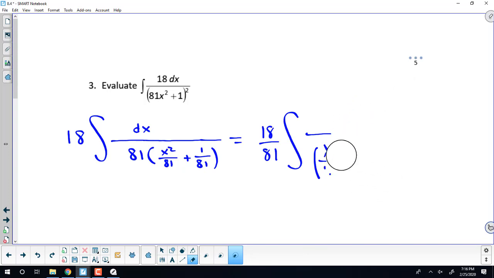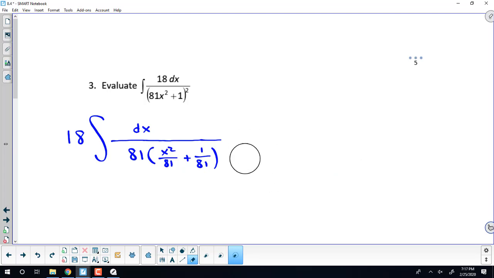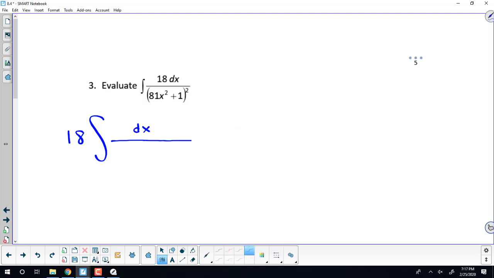I mean, we could do that. There's nothing wrong with it. It just doesn't seem like it's going to be helpful. So we have our 81x squared plus 1 squared. What should we do from here then? You can take 81x squared and turn it into parentheses 9x squared, and then let that equal tangent of theta. Okay, that's exactly what we're going to do.